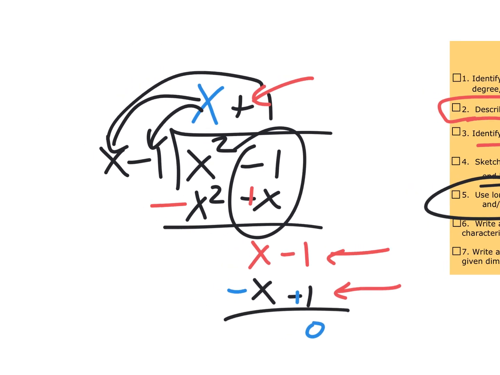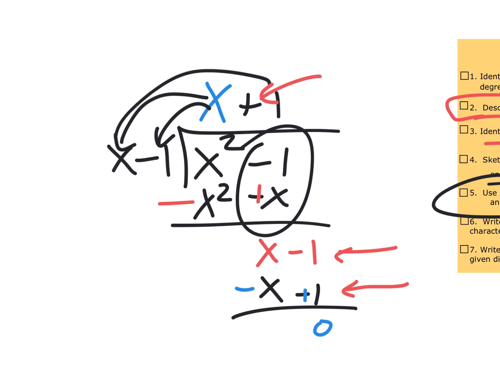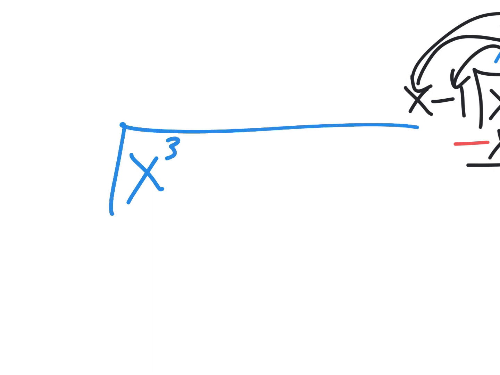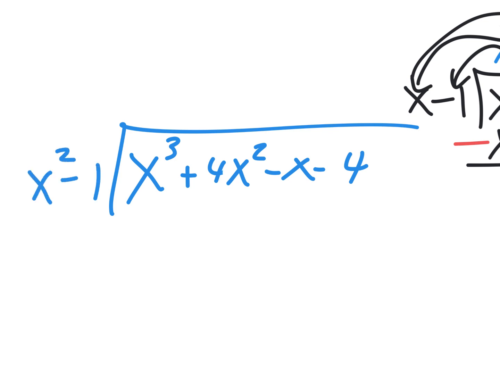Okay, so here's another one. In the dividend, x to the third plus 4x squared minus x minus 4, and I'm going to put x squared minus 1 on the outside, because I think it'll lead to some craziness.